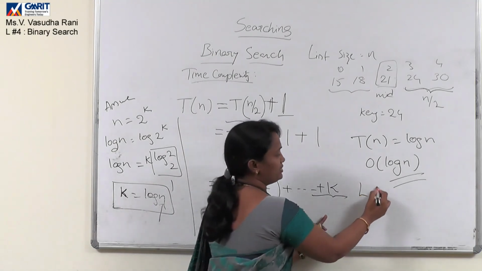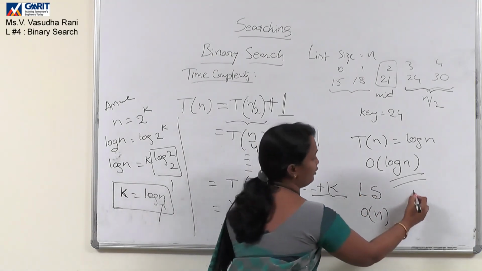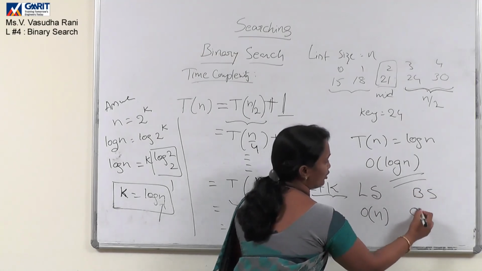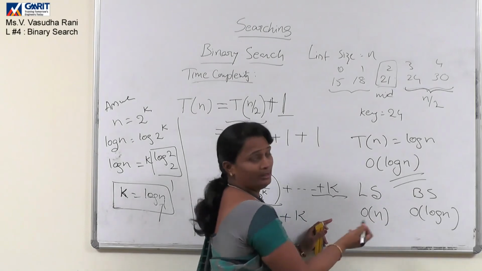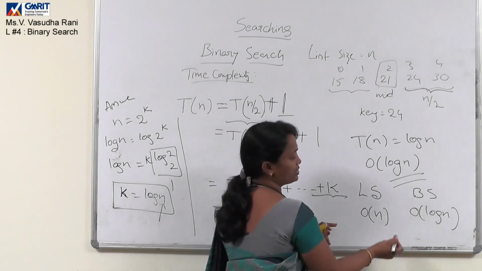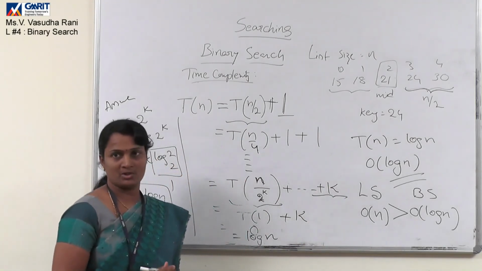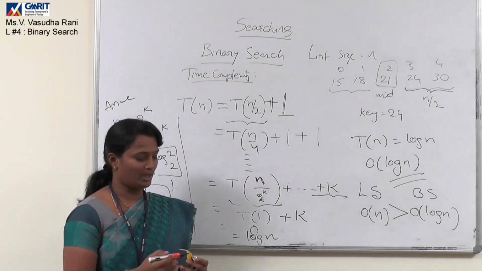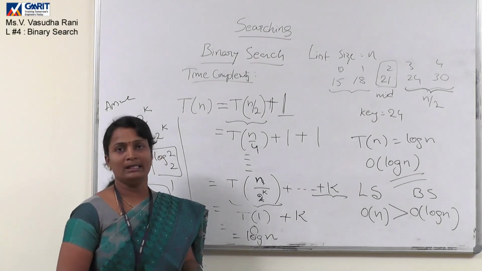And for linear search, we have seen the time complexity as order of n, and now for binary search, the time complexity is order of log n. Here we can clearly prove that binary search is taking very little time for its search. So we can conclude that binary search is a more efficient search algorithm when compared to linear search.